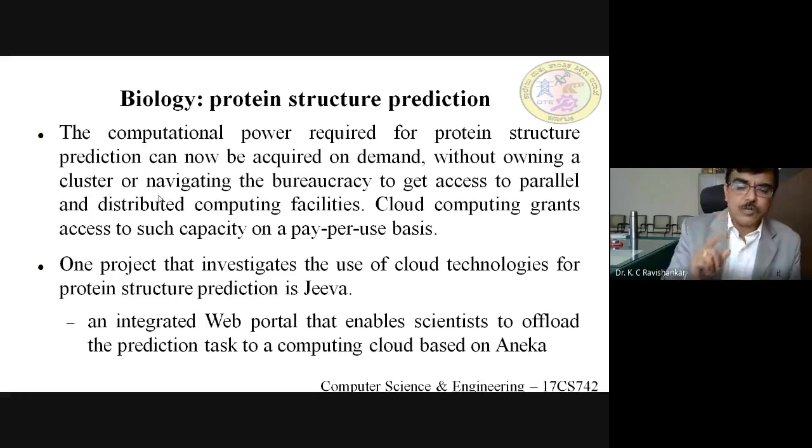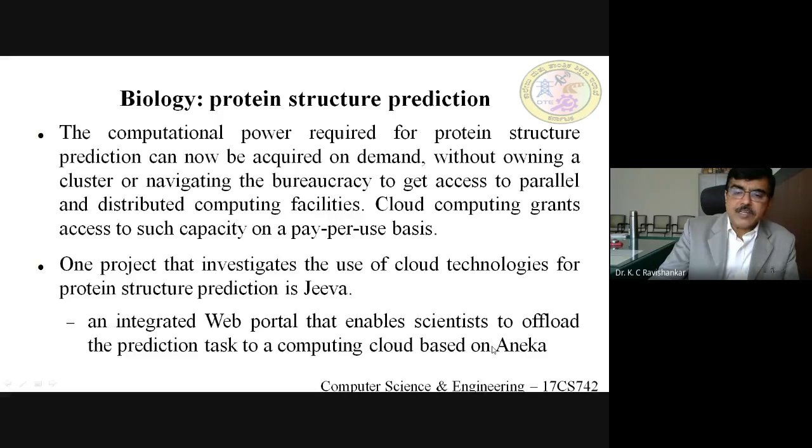JIVA is one project which has got methods for identifying the structure. It is predicting the structure. Let us see how the JIVA project will take the facility of Aneka Cloud and work on that. An integrated web portal that enables scientists to offload the prediction task to a computing cloud based on Aneka.